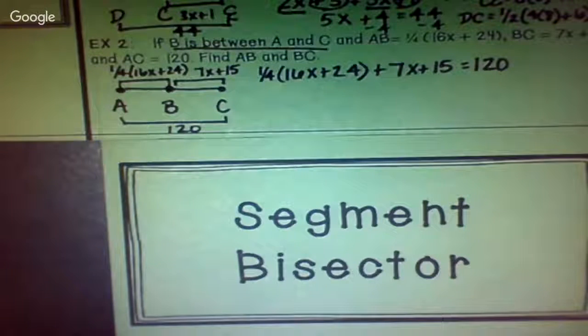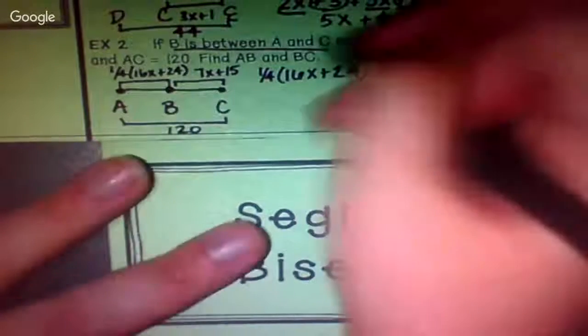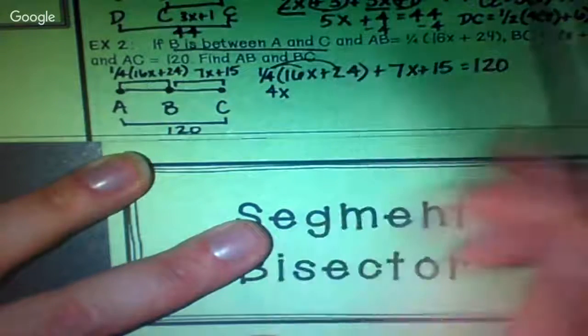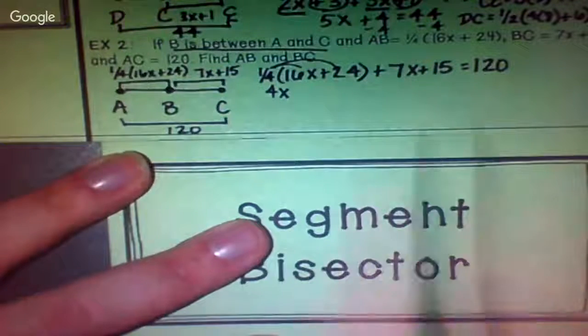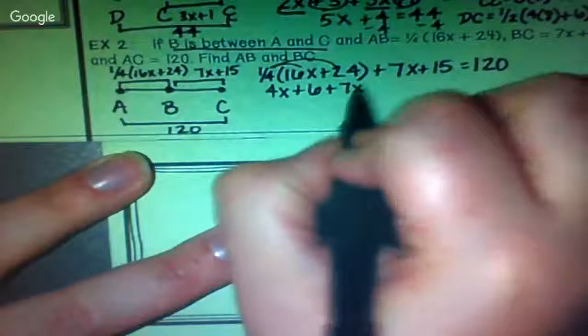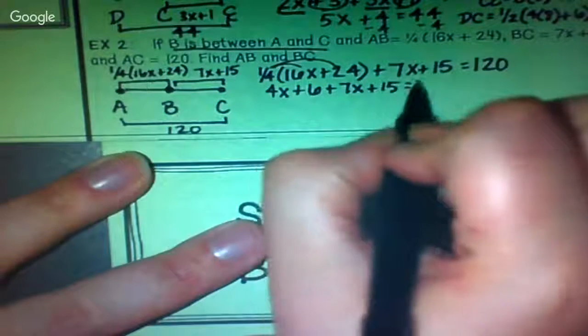Okay, so it should be the same steps that we did in the last problem. But this time when I distribute, I'm distributing 1/4. So I need to divide everything by 4 inside the parentheses. So what's 16x divided by 4? 4x. So we start with 4x. This also needs to be distributed to this 24. What's 24 divided by 4? 6. Okay, everything else just follows down in suit.